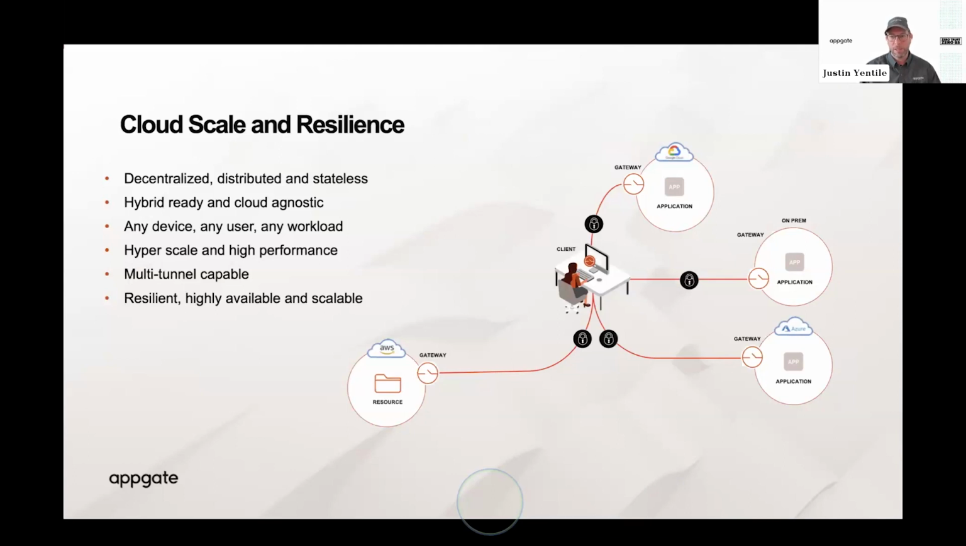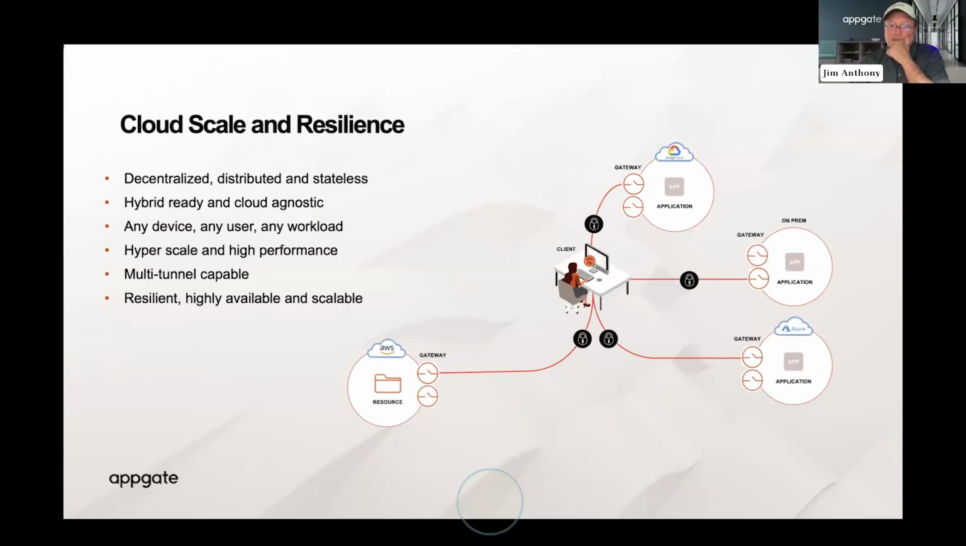That's all made possible by way of a patented multi-tunnel adapter built into the Appgate client that allows Appgate to dynamically route the traffic to the appropriate environments based on the entitlements that she was served. And that's all going to add up to a solution that can deliver at massive scale with ultra high performance. Appgate is natively very resilient, highly available, and nearly infinitely scalable.